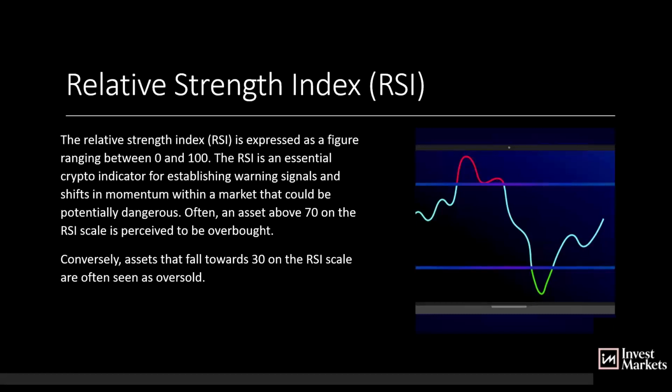Then we have the popular RSI, Relative Strength Index. Relative Strength Index is what we call a bounded oscillator. It'll always come out between 0 and 100. When it's above 70, it's telling you an asset's overbought. When it's below 30, down to 0, it's telling you an asset's oversold. It's measuring the momentum of the move.